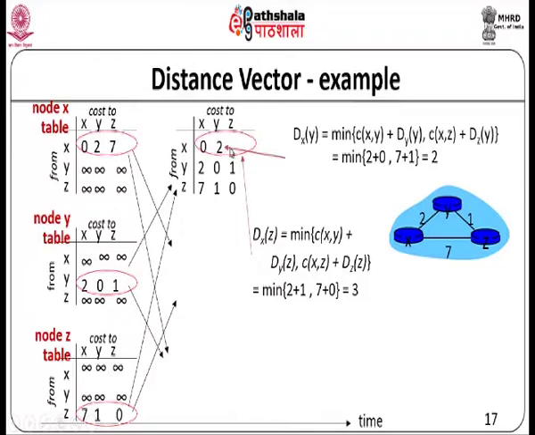But if you look at the cost to z, the cost to z is the minimum of c(x,y) + Dy(z), and c(x,z) + Dz(z). So c(x,y) is 2, and the distance from y to z is 1, so 2 plus 1. The other is 7, and 7 plus 0. If you compare 3 and 7, 3 is smaller. So you will see that the distance to z gets updated to 3. From 7 it has changed to 3, which means it has found that there is a shorter path than its direct path, which is through y.